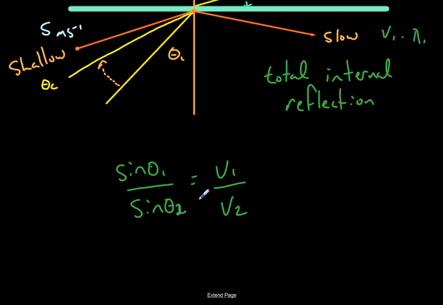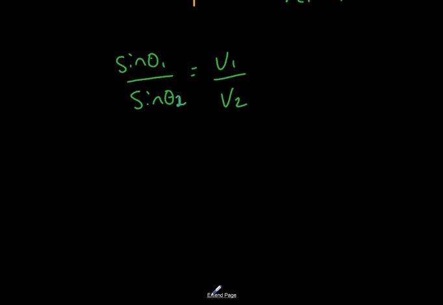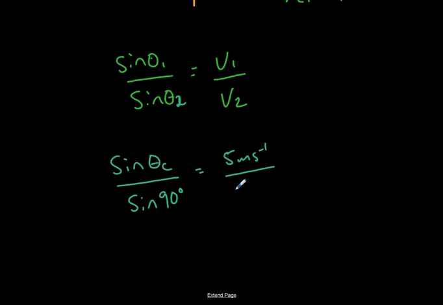such that we can figure this out. Okay. So what we want, okay, is we want this value, sine theta 1, which we're going to call the critical angle. Okay. And sine theta 1, the critical angle, happens when sine theta 2, the refracted angle, equals 90 degrees. Okay, and V1 we said in this case was 5 meters per second, and V2 we said in this case was 20 meters per second.